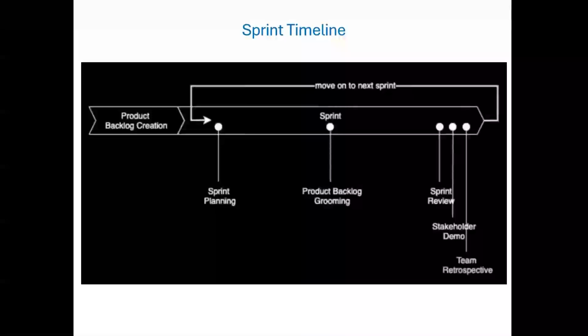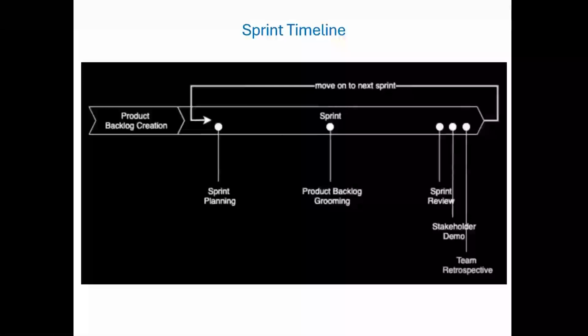As the sprint wraps up, we go through a series of closing events. First is the sprint review. The team shares what they have completed and demonstrates the product to stakeholders. This is shown here as the stakeholder demo. And it's a chance to get real feedback, check progress, and confirm whether the product is headed in the right direction.